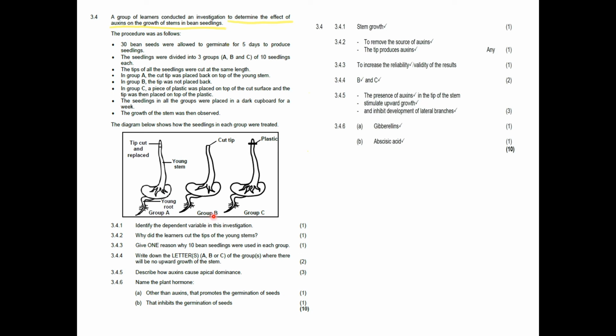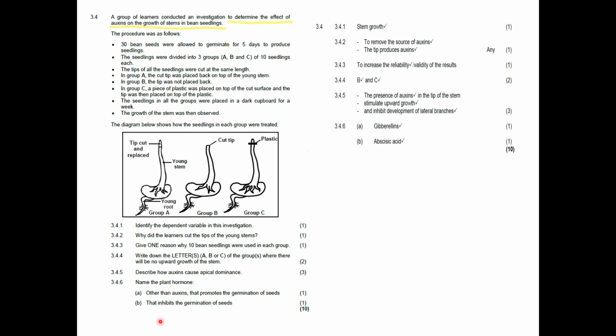In Group C, a piece of plastic was placed on the top of the cut surface, and then the tip was placed on the top of the plastic. The seedlings in all the groups were placed in a dark cupboard for a week. The growth of the stem was then observed. The diagram below shows how the seedlings in each group were treated.